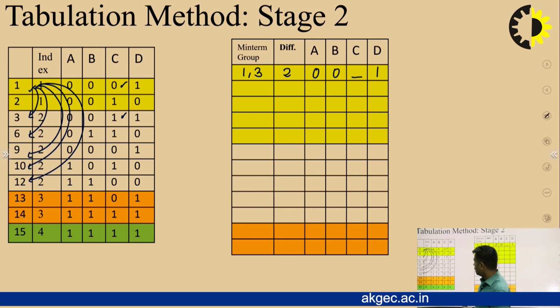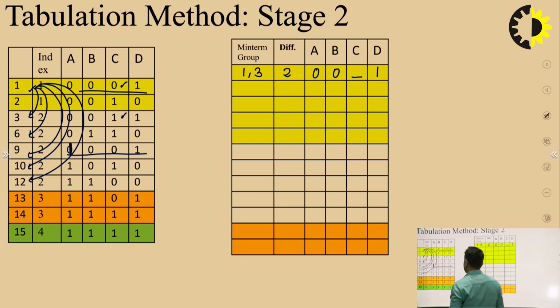1 and 6, I will not check, because the difference is 5. Similarly, 1 and 9, the difference is 8. I have to check. So 1 is 0, 0, 0, 1 and 9 is 1, 0, 0, 1. 9 was mistakenly written otherwise. Okay.